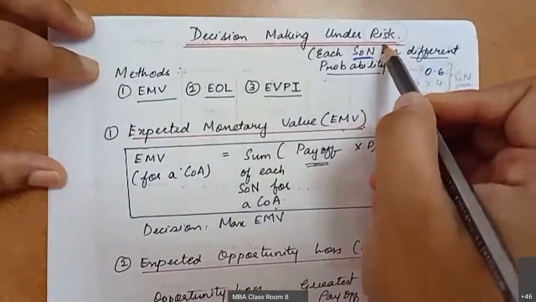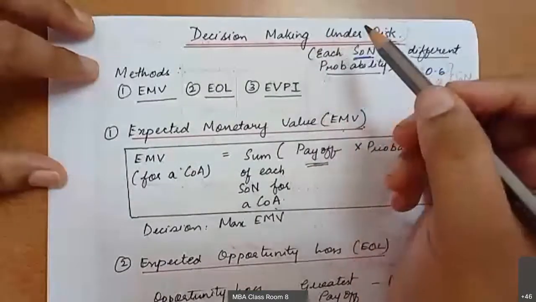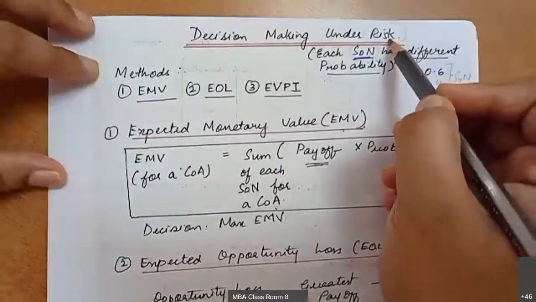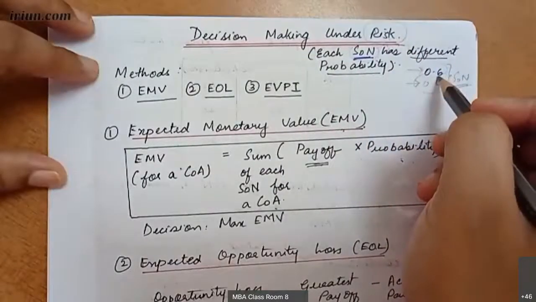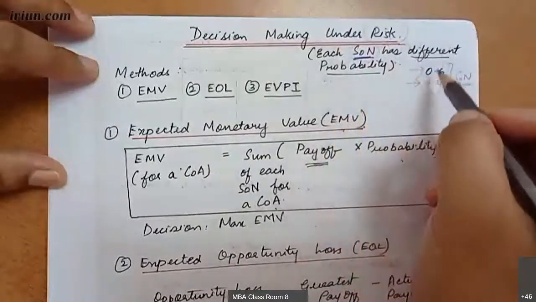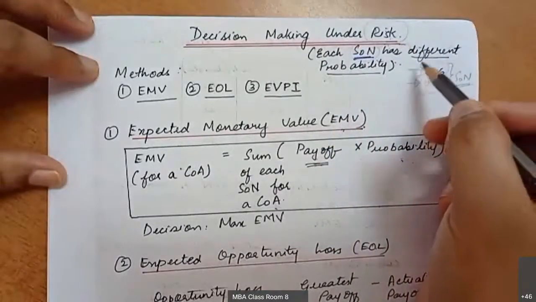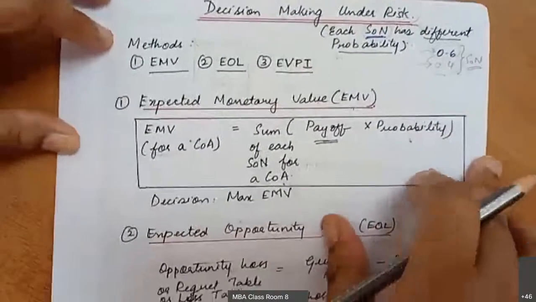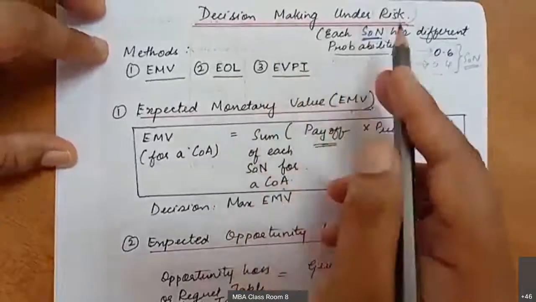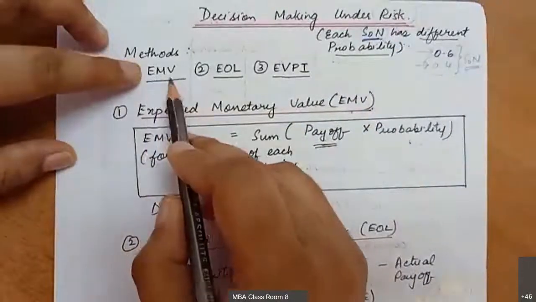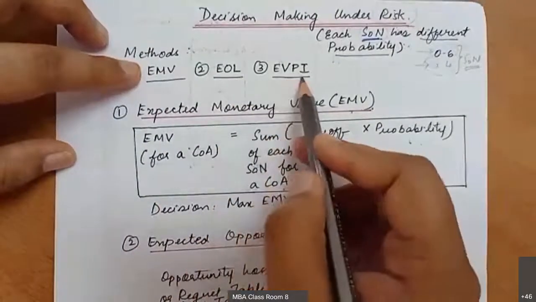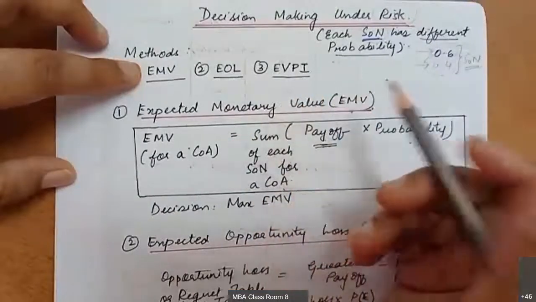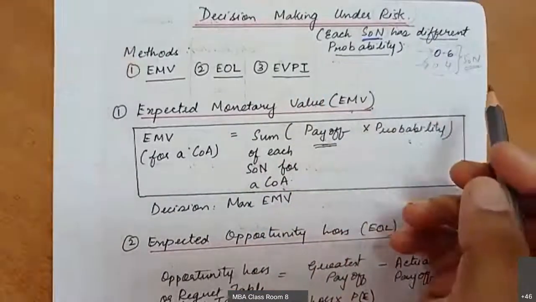In decision making under uncertainty, which we discussed two classes before, we did not know the probability. But in decision making under risk, the concept is that we know the probability that different situations can arise. For that we have 3 methods under decision making under risk. The first one is EMV, the second one is EOL, and the third is EVPA. We'll be discussing these 3 today. We have already discussed the same things in the last class also; I'm just giving you a recap of it.